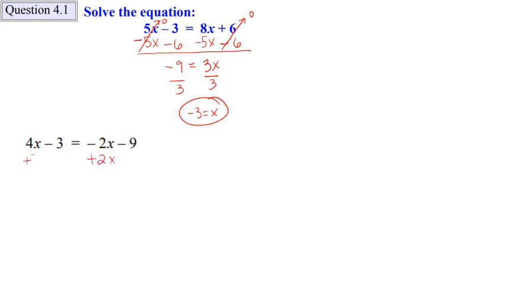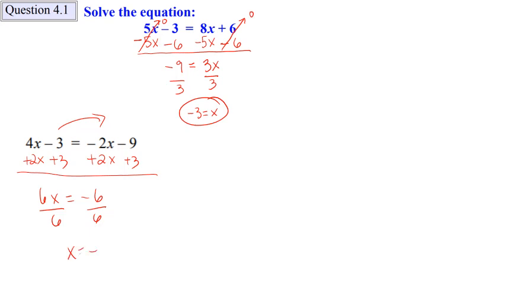So now all my variables are on the left side, so I have to make sure to bring the number to the right side. So I'm going to add 3, and this will be 6x equals negative 6. Divide both sides by 6. x is equal to negative 1. You should cross these out to indicate that they do become 0, so make sure you cross them out.